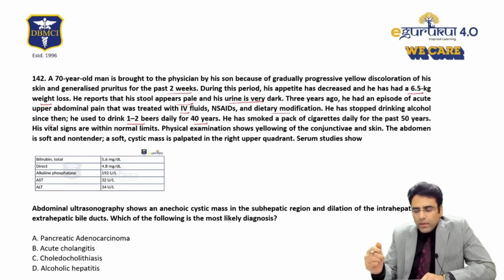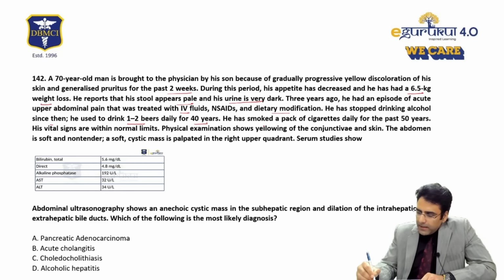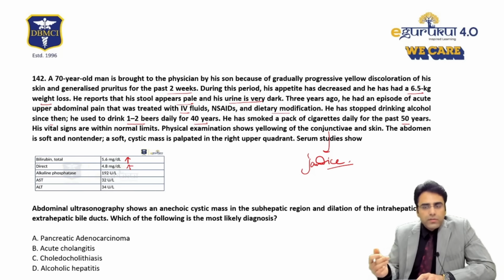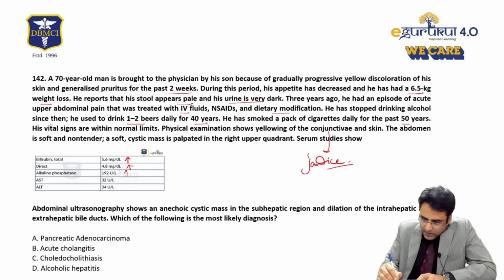So the patient is a known case of alcoholic. He has smoked a pack of cigarettes daily for the past 50 years, known smoker. His vital signs are within normal limits. Physical examination shows yellowing of conjunctiva and skin, that is, the patient is suffering from jaundice also. The abdomen is soft, non-tender. A soft cystic mass is palpated in the right upper quadrant. Serum studies show the bilirubin is increased. Direct bilirubin is increased, that means it is a case of obstructive surgical jaundice. Alkaline phosphatase is also increased.